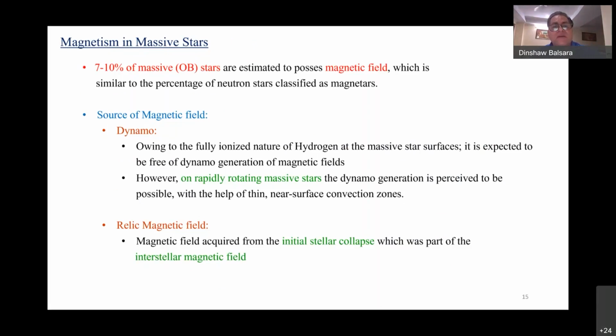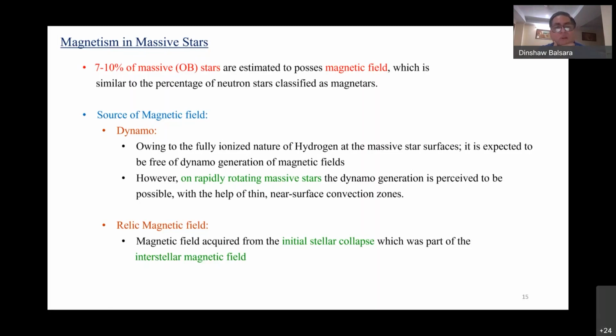And it actually turns out that around 7 to 10% of the massive stars that we observe in our galaxy have very strong magnetic fields. And the interesting connection here is that the fraction of neutron stars that turn out to be magnetars is also about 10%. So it actually tells you that there might be a connection between strongly magnetized OB stars and the eventual neutron stars and magnetars that result from such a situation.